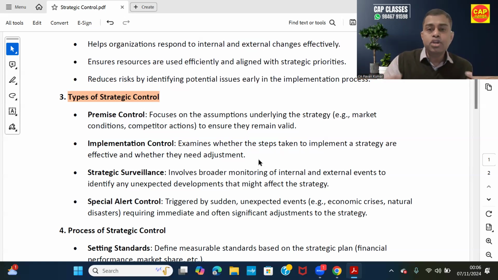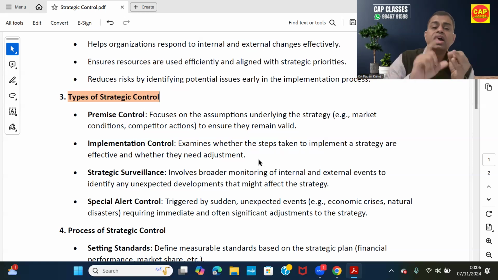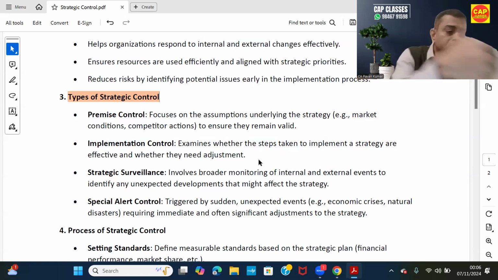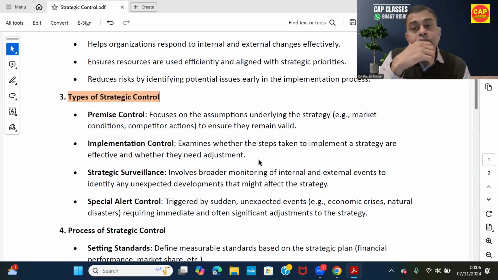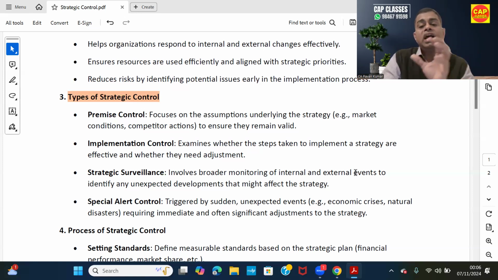You are not blind. You open your eyes and you are at a macro level, at a broader level. You are monitoring internal events and external events to see if there is any unexpected development. For example, Trump has become president again today. What will be the impact of it? Will it create any ripple, positive or negative? How will it affect my strategy? So, strategic surveillance involves broader monitoring of internal and external events to identify any unexpected development that might affect the strategy. This is the third one.